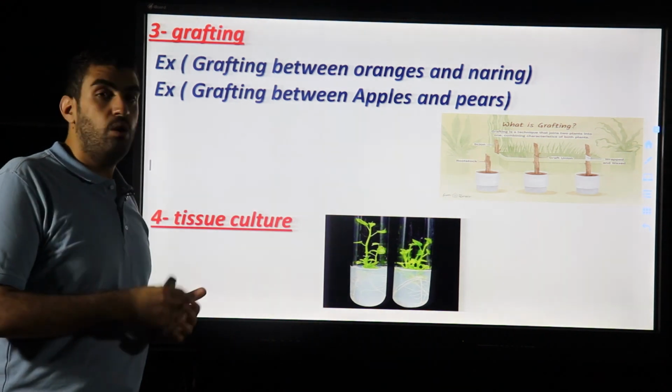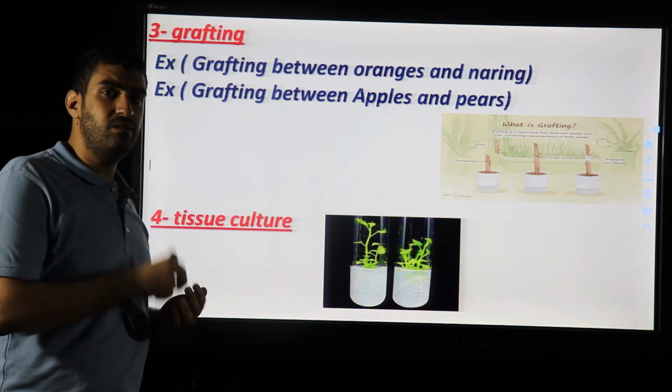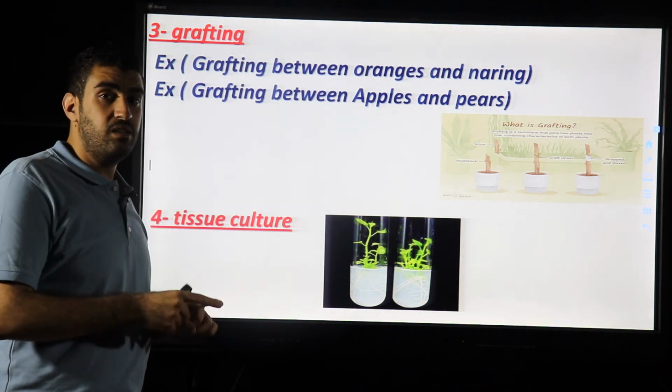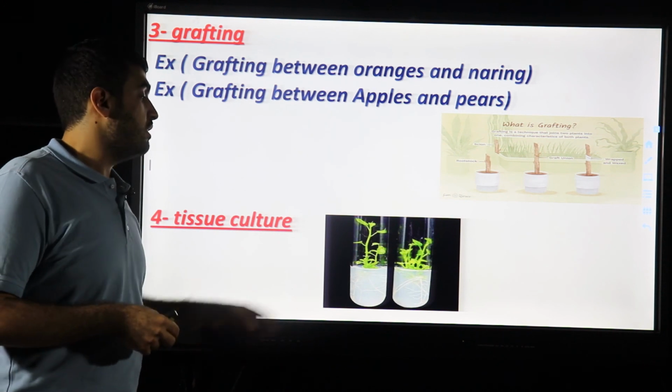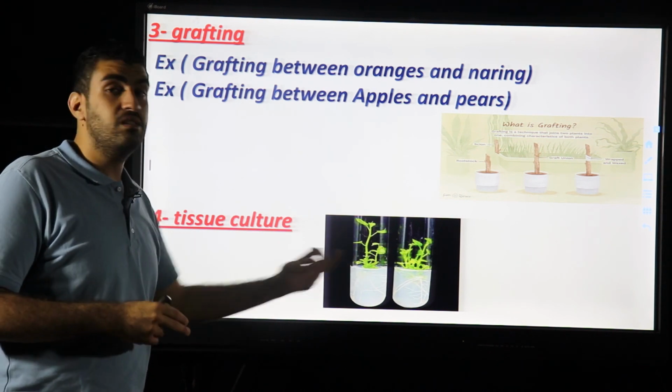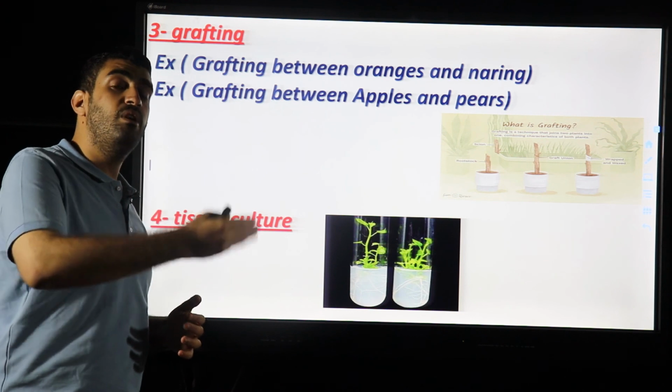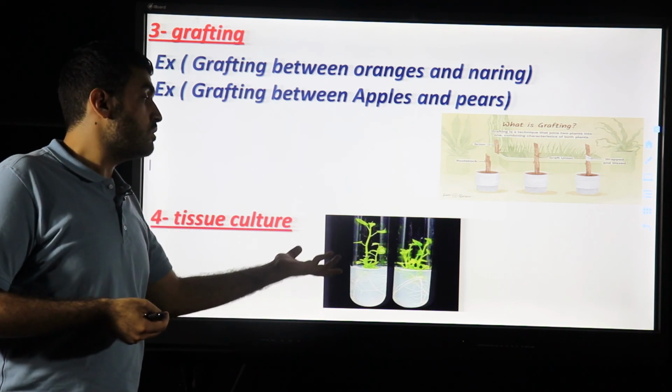Tissue culture means we take some cells from a plant and put them in a medium inside the lab. This medium contains the nutrients and all the vitamins that the plant needs, and then the plant will grow up producing fruits or seeds or whatever.